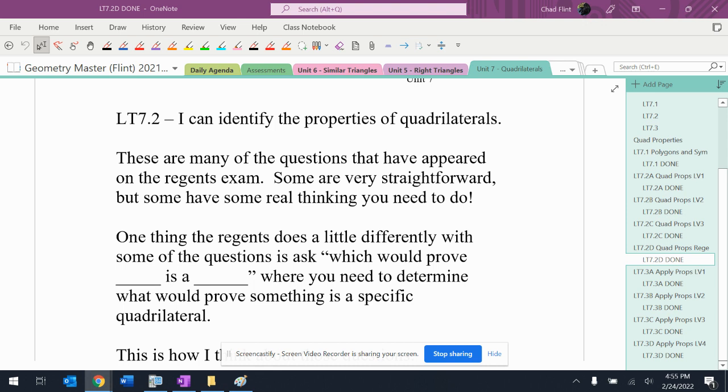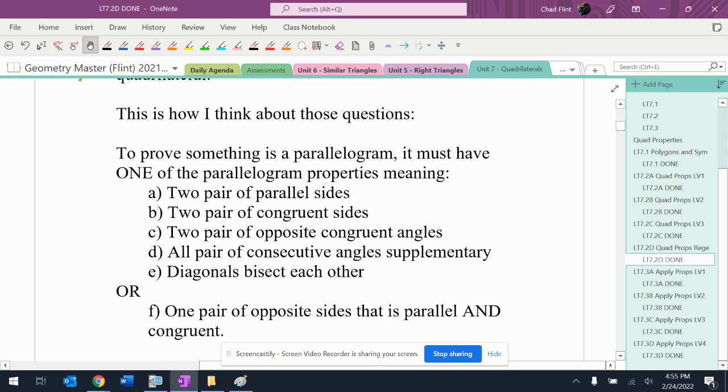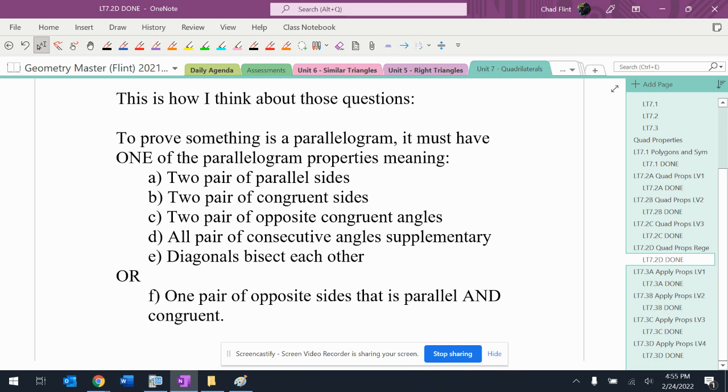And it gives you three Roman numerals, and you have to pick out which ones they are from the three Roman numerals. Or it says, which would prove that this parallelogram is also a rhombus? Those are the ones it asks most often. You're going to see a lot of these in this file. So this is how I break these questions down.